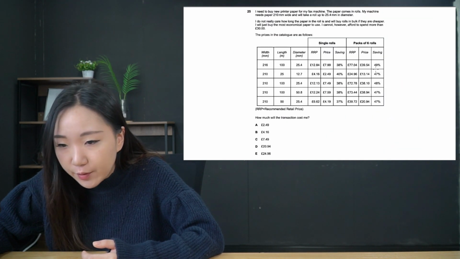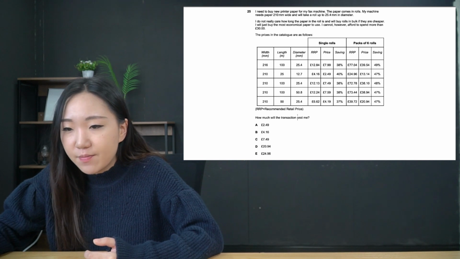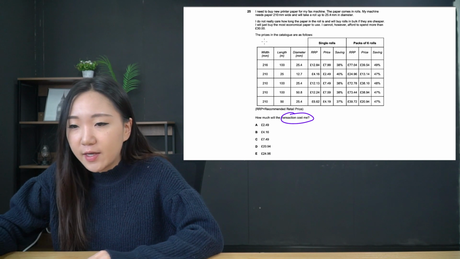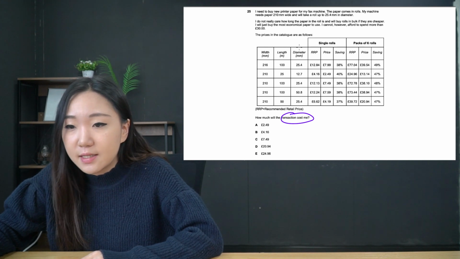I'm guessing we've got how much will the transaction cost me. So we've got something that we're going to have to eliminate here. The easiest way is usually to go left to right, and that is usually the way they organize these things. But let's have a look.